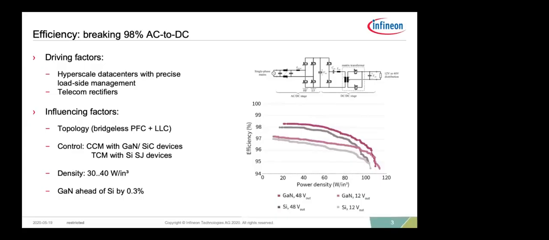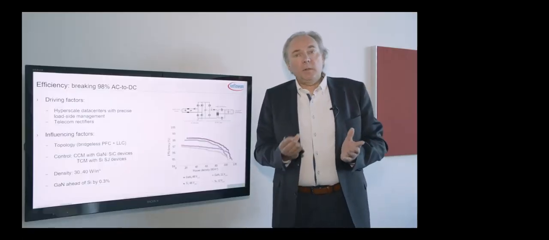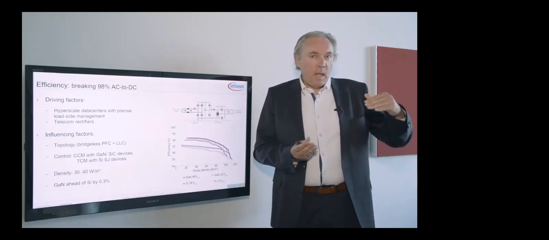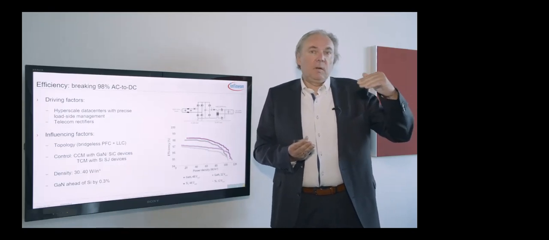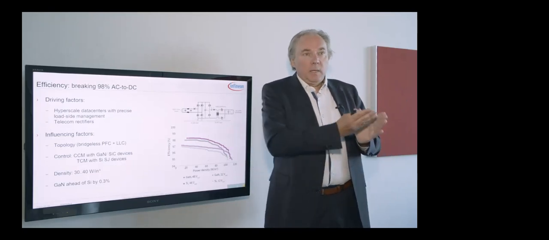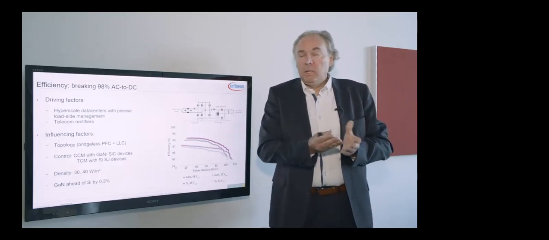As you can see from this comparison, where we are simulating entire designs with a technique called Pareto front, which has first been introduced by Professor Kolar from ETH Zurich, you can see that gallium nitride-based designs are always ahead of silicon-based designs by typically 0.3%. Now 0.3% may not sound like too much, but when you are striving towards 98% efficiency, every 1/10 of a percentage point counts. And achieving 0.3% by taking the right power switch technology is a major step forward.